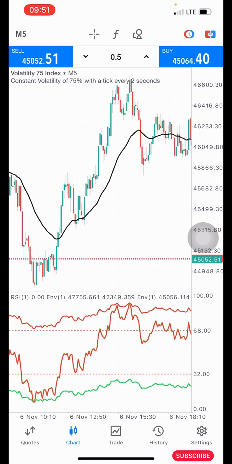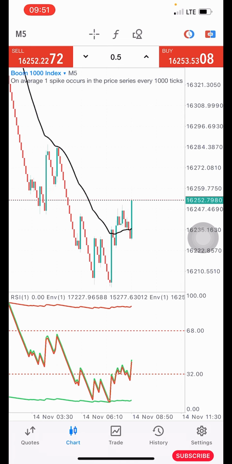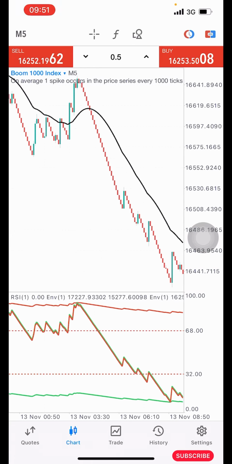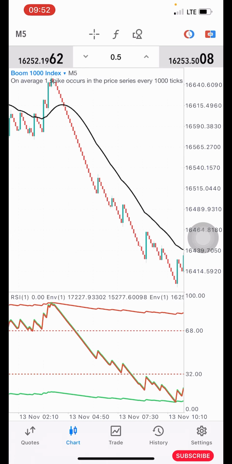Okay, so before I share the setup, I want to quickly remind you guys about the powerful boom and crash strategy. Those of you that trade boom and crash already know what I'm talking about. This strategy is designed for boom and crash. Now this is boom and crash right here.